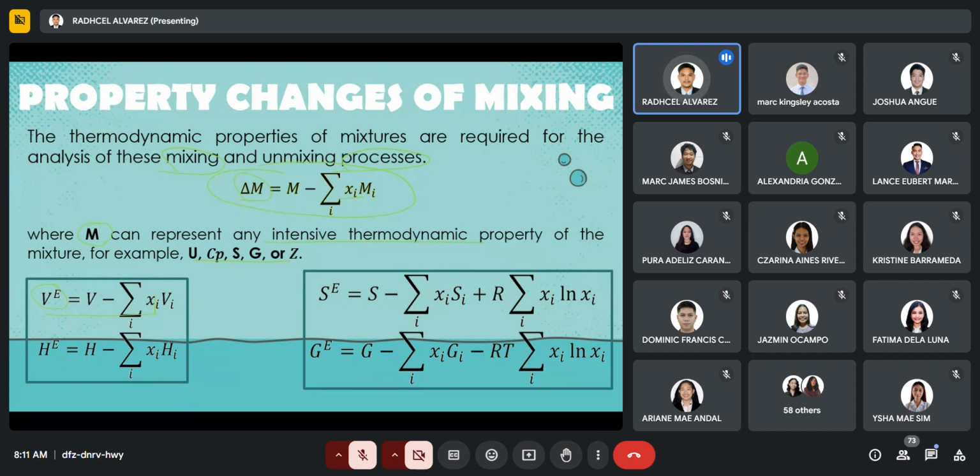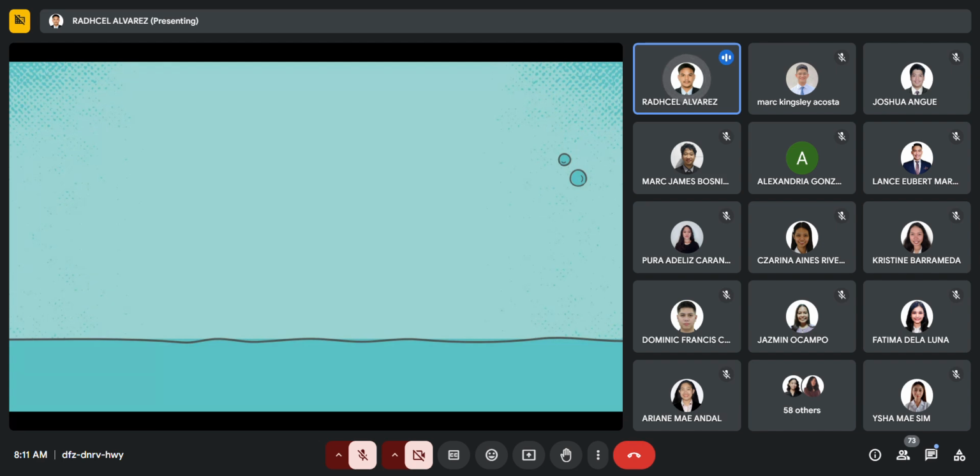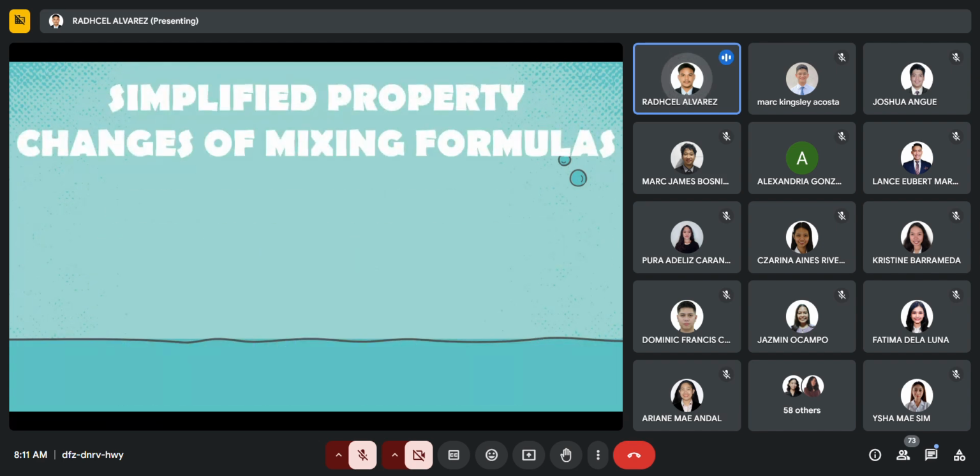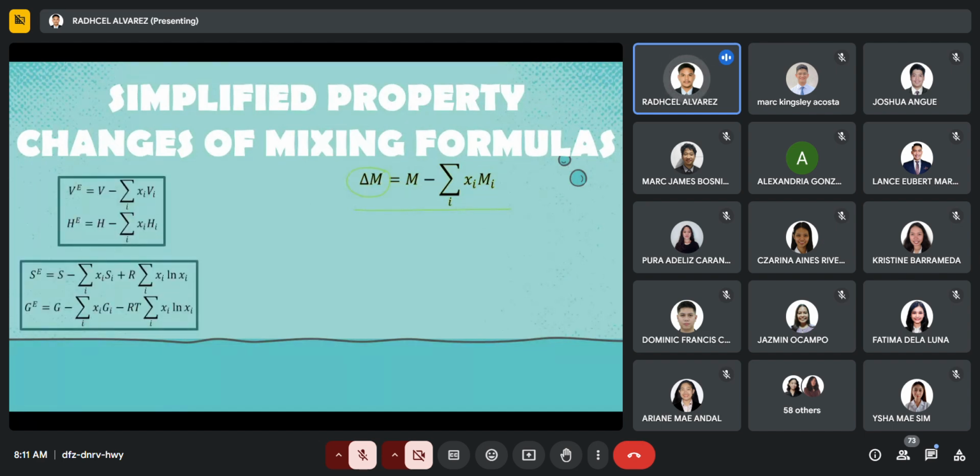Okay? So, for our enthalpy, excess enthalpy is equal to H minus the summation of xi Hi. Same goes for excess entropy and excess Gibbs free energy. They have a relationship with the excess, so we can simplify it. Again, this is our general formula for the property changes due to mixing. Then, as you can see, this is our formula for excess property: excess volume, excess entropy, excess enthalpy, and Gibbs free energy.